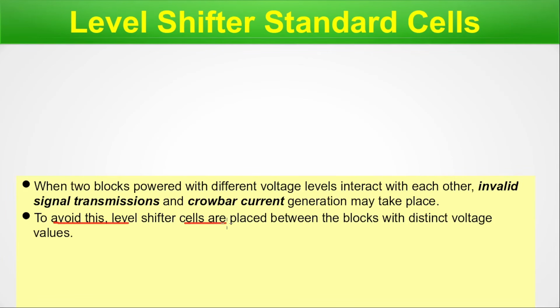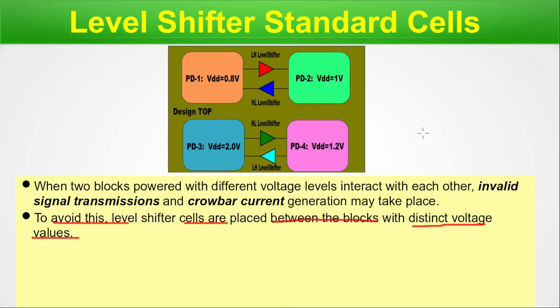To avoid this, the level shifter cells are placed in between the blocks with distinct voltage values. So the level shifter is a kind of cross-domain management, or cross-power domain management cell, specially designed in the standard cell library, which is operated and instructed through the PMU or PMB. Here is the graphical representation, or the infographic, right? Let me give some description.